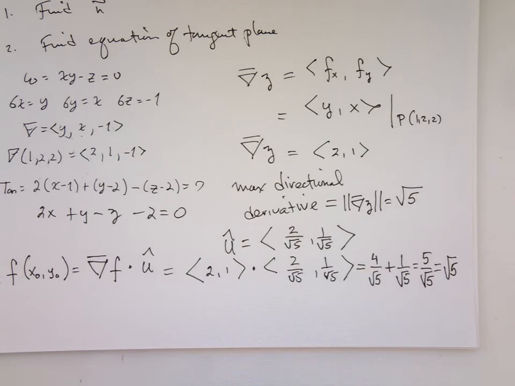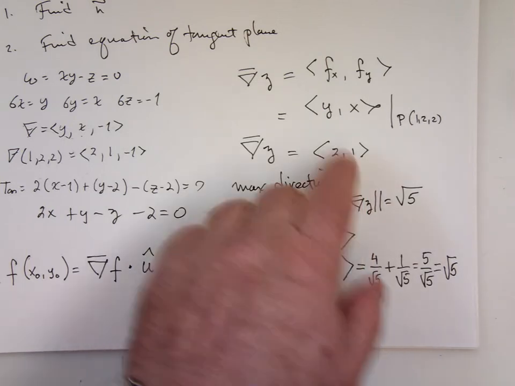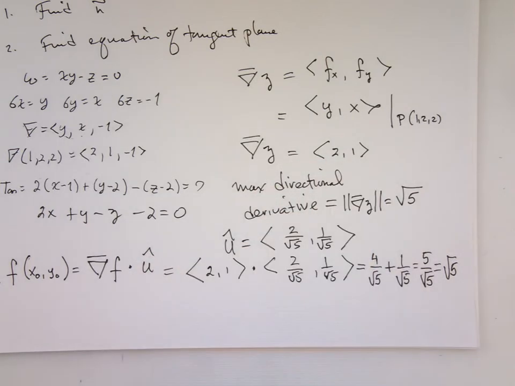Now, what direction would give the minimum slope of all the directional derivatives? The opposite, exactly right. Head back in that direction, which would point you down the surface. It would be the opposite of the direction of the gradient. Just multiply by -1: (-2, -1). All right, these are good.